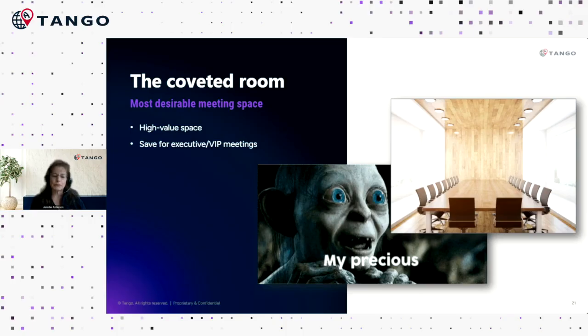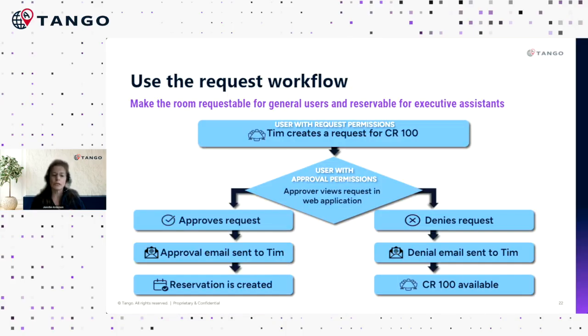Our solution: make the room requestable for general users and reservable for executive assistants, which is a smaller group. Requests must be approved before they can become reservations. Also, individuals who've opted to receive notifications for that room will get an email when a request is created and when a reservation is created.